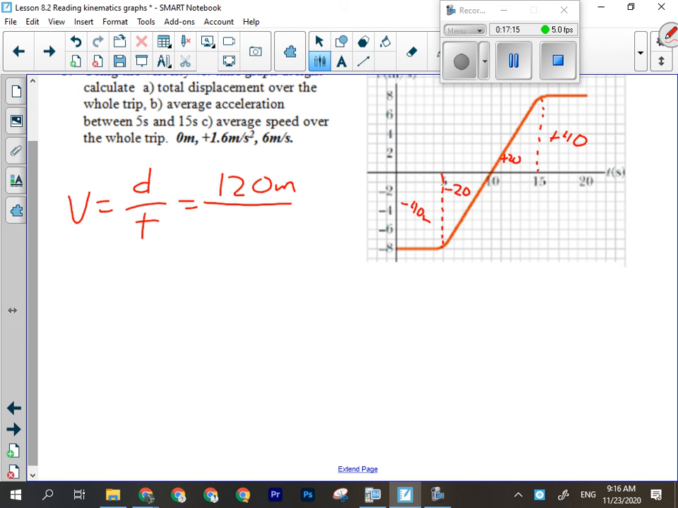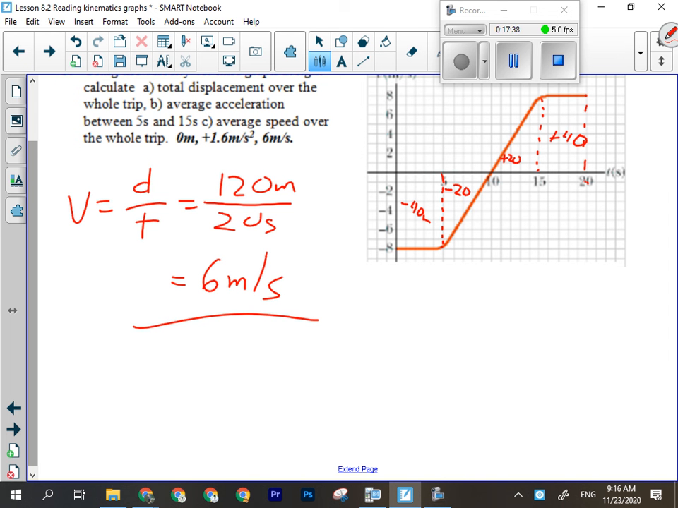And then I just read off the graph that it takes 20 seconds for my total time. 120 meters over 20 seconds is 6 meters per second. No direction on that because speed is a scalar. I think I had that one on an exam about 4 years ago. That was an exam question.